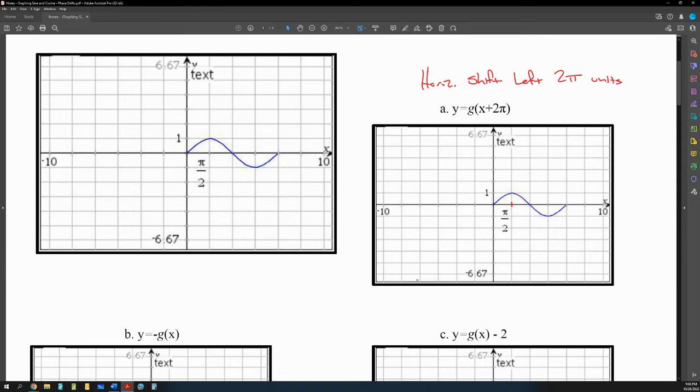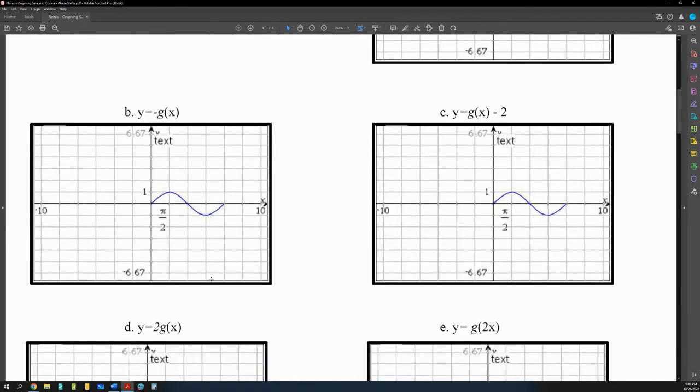So 1, 2, 3, 4. We have our first point here. We hit a maximum, midline, minimum, and then midline. So this new function looks like this after a horizontal shift 2 pi units left.